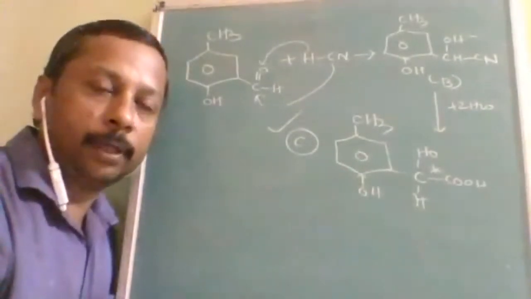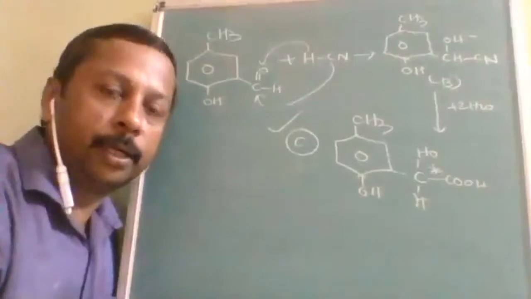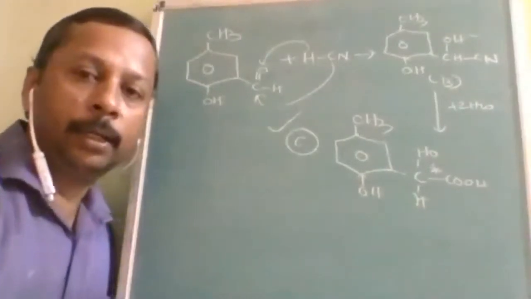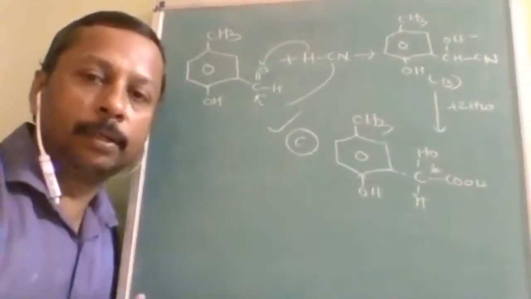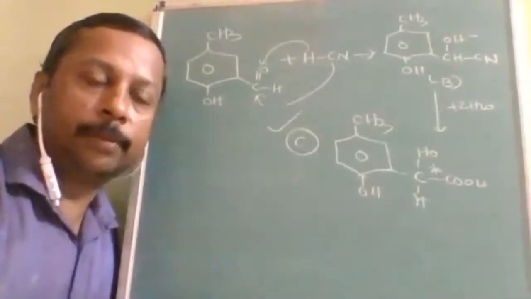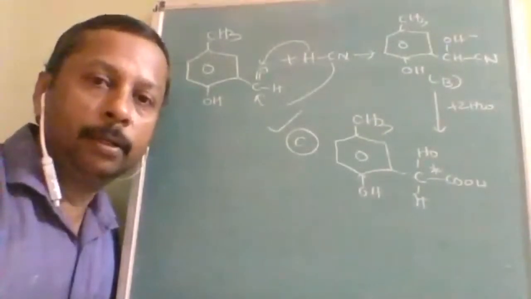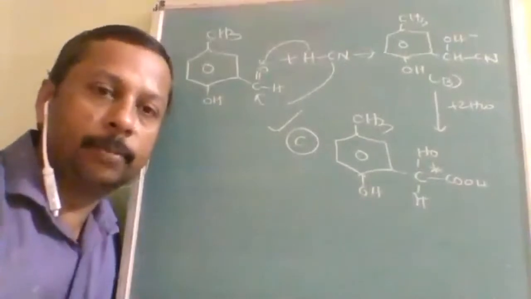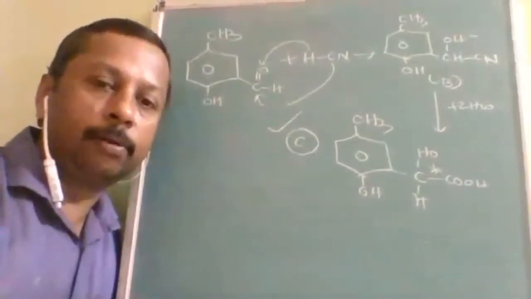Such a lengthy question. So many naming reactions are included, nucleophilic addition is included, optical isomerism is included, hydrolysis of cyanide is also included. So if you are weak in even one of these points, it is very difficult to score.